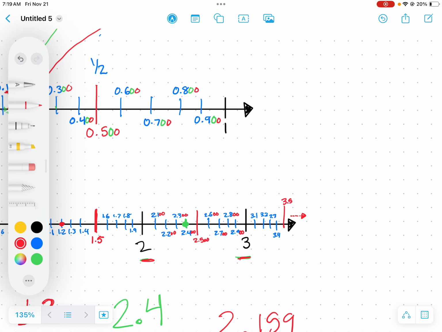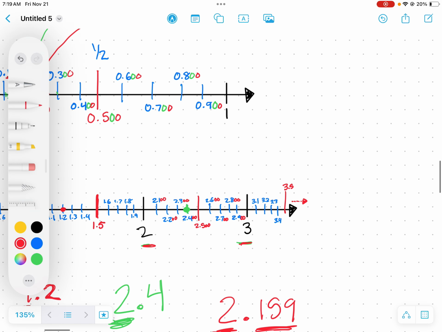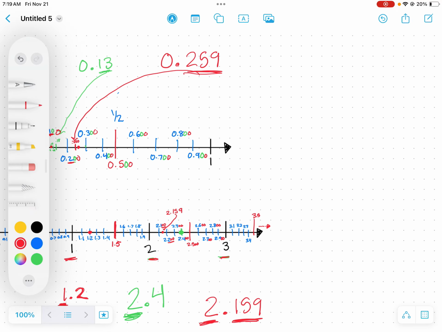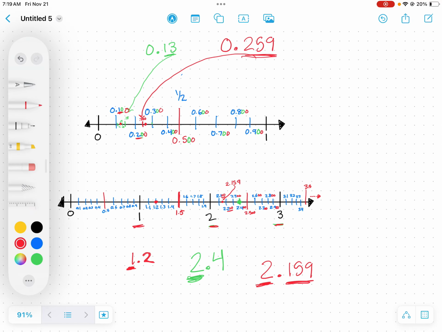And I need to graph 159. 159 is going to fall in between 100 and 200. So it's going to be about right there. Okay? And that is how you graph decimals on the number line.